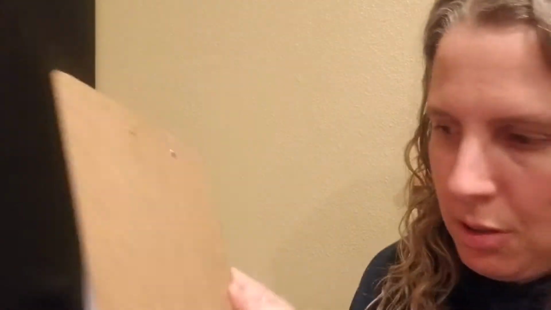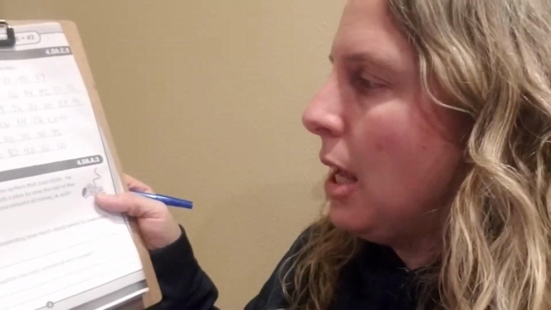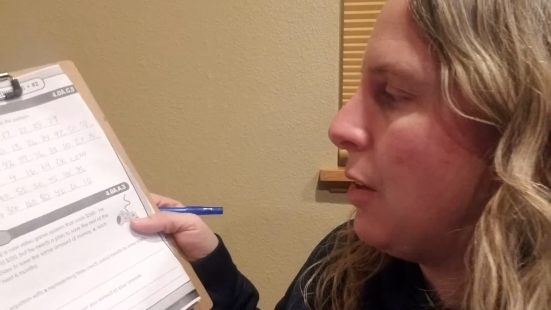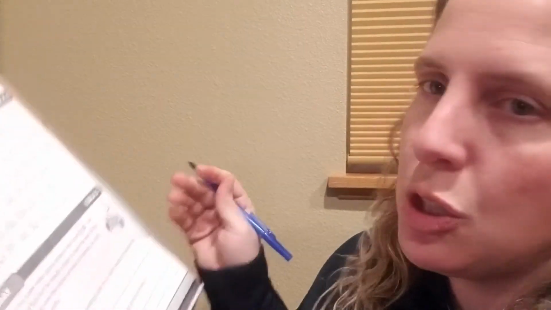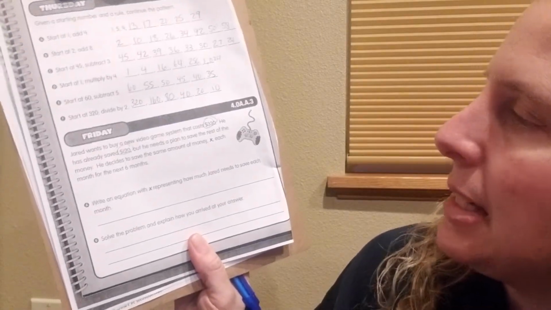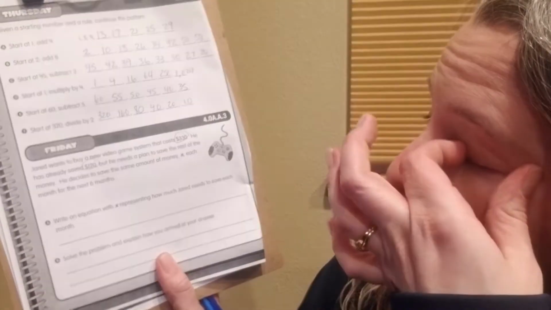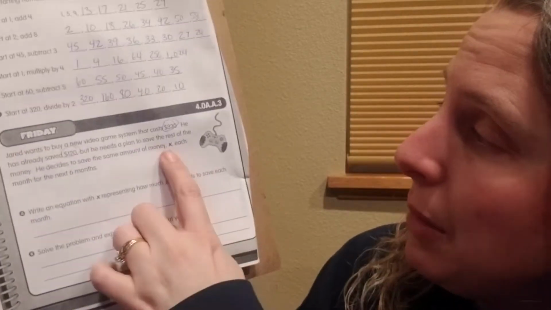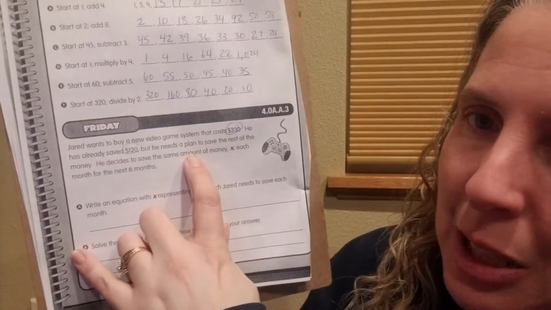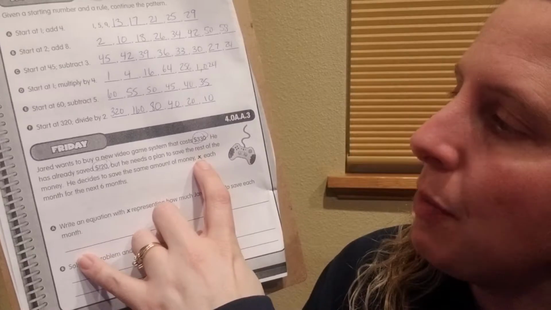All right, let's do Fridays together if you haven't already. Circle the numbers. It says Jared wants to buy a new video game system that costs $330. He already has saved $120, but he needs a plan to save the rest of the money. He decides to save the same amount of money, X. That means whatever that is in your equation, you're going to write an X for it each month for the next 6 months. So circle 6.